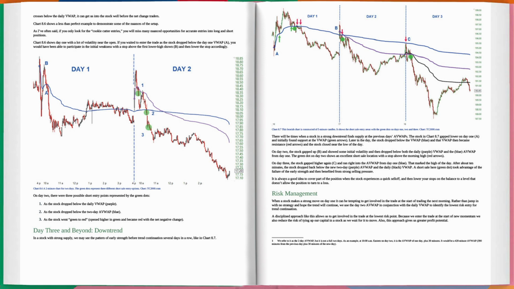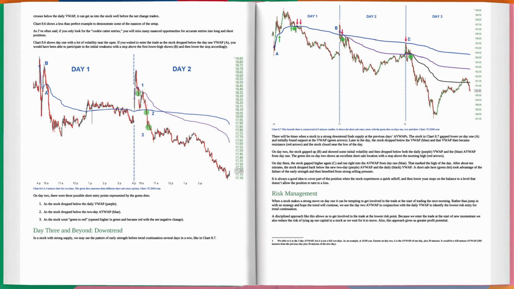Day 3 and beyond: downtrend. In a stock with strong supply, we may see the pattern of early strength before trend continuation several days in a row. Like in chart 8.7, there will be times when a stock in a strong downtrend finds supply at the previous day's AVWAPs. The stock in chart 8.7 gapped lower on day 1, A, and initially found support at the VWAP, green arrows. Later in the day, the stock dropped below the VWAP, blue, and that VWAP then became resistance, red arrows, and the stock closed near the low of the day.